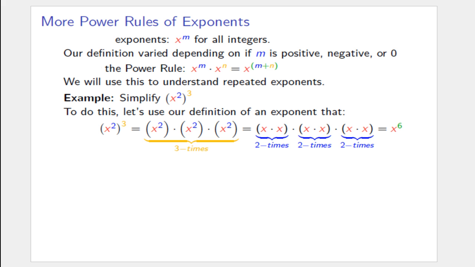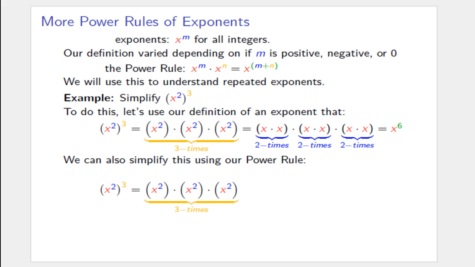But there's another way we could have simplified this. We also could have simplified this using our power rule. X squared to the third, by definition, is x squared times x squared times x squared. But now, since we're multiplying different powers of x, we can add the exponents. So x squared times x squared times x squared is x to the 2 plus 2 plus 2, where we add 2 to itself 3 times. But adding 2 to itself 3 times is the same as multiplying by 3. So this is x to the 2 times 3, which again is x to the 6th.